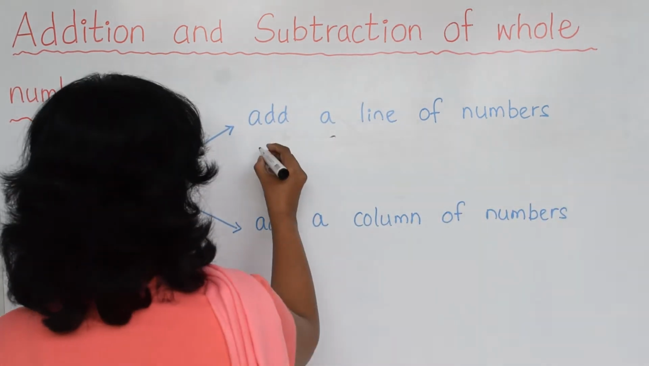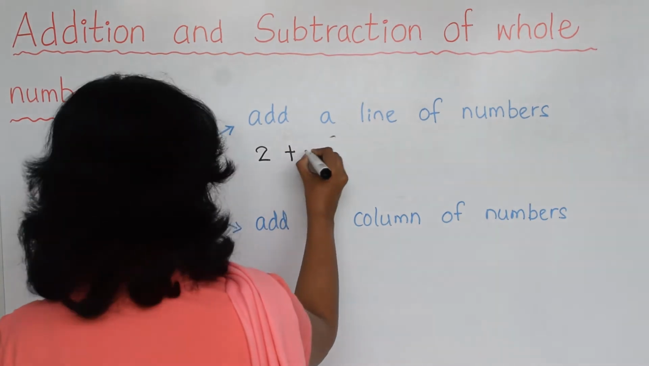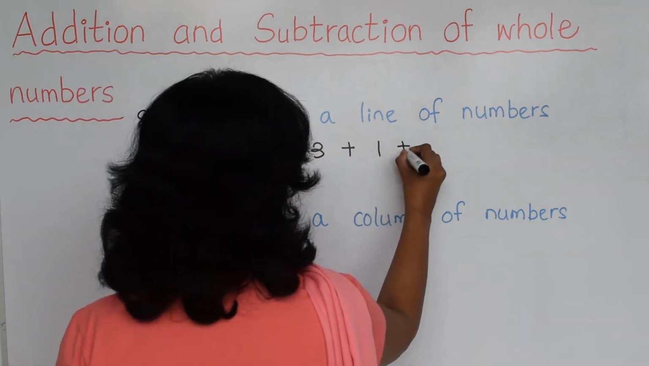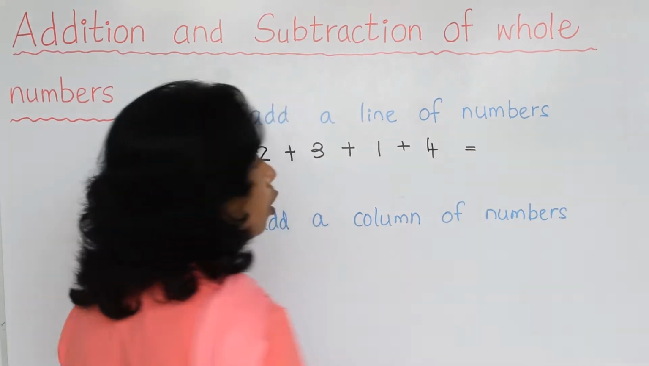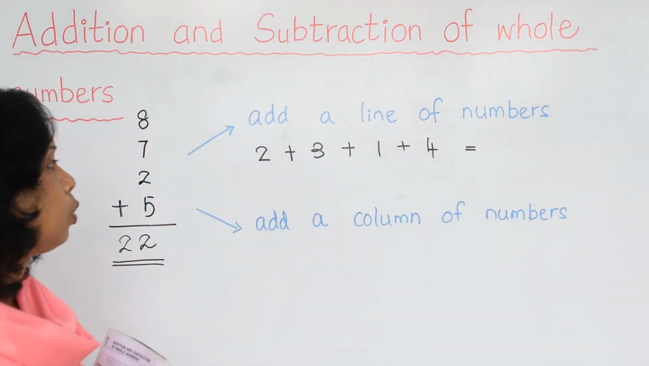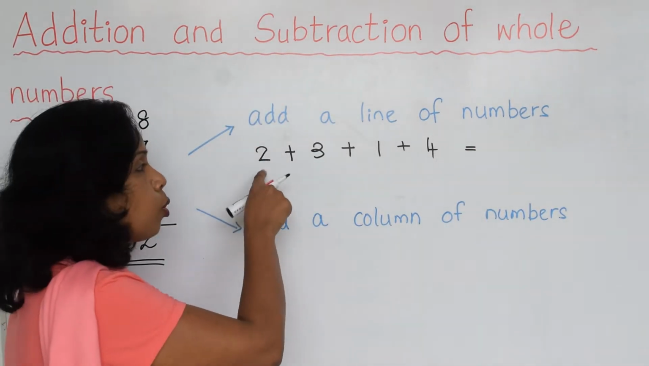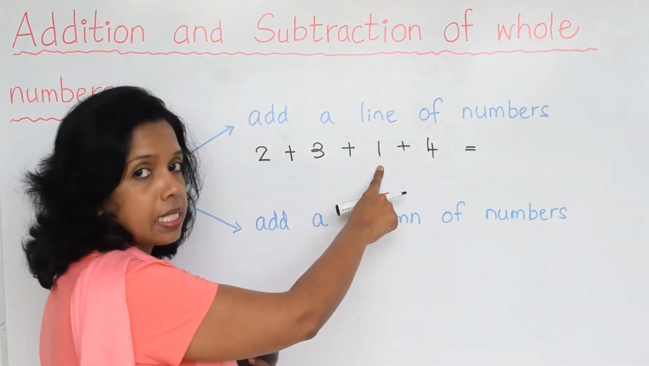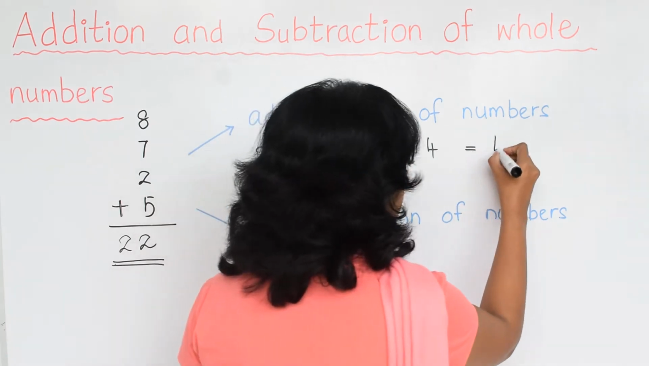It's like this. 2 plus 3 plus 1 plus 4. Now it is a line of numbers. What you want to do? You want to start from the left. 2 plus 3, 5. 5 plus 1, 6. 6 plus 4, it is 10.